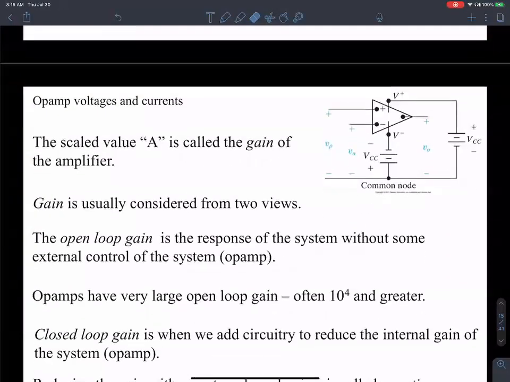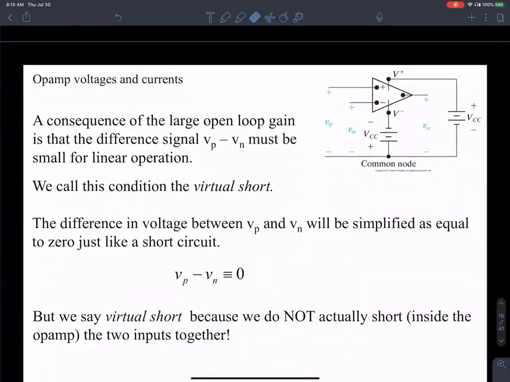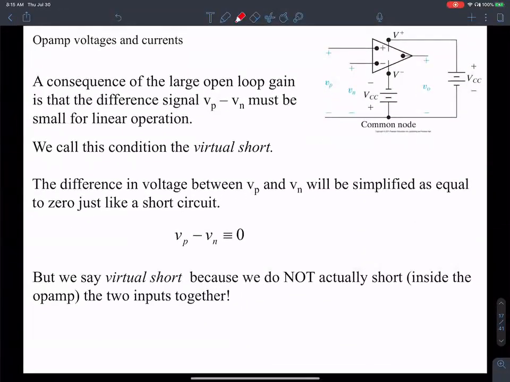Then of course I talked about the two op-amp assumptions. The input positive voltage and the input negative voltage tend to copy each other identically. That's the idea of virtual short. This is rule number one that we will be using.